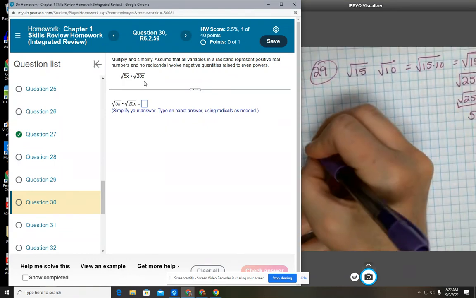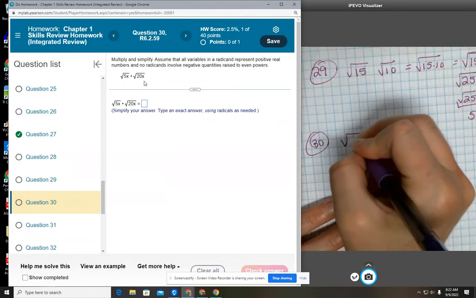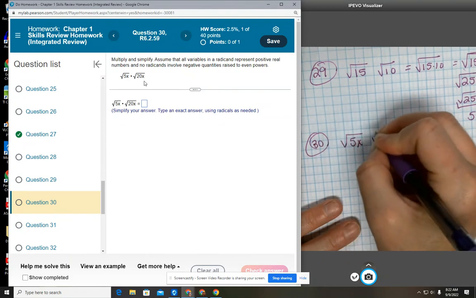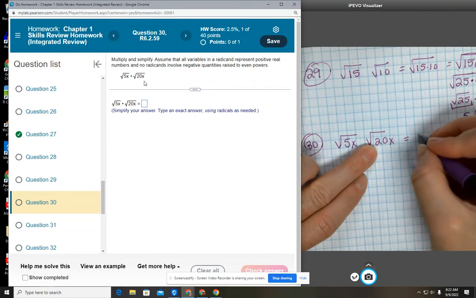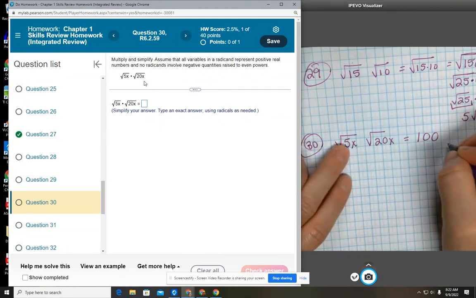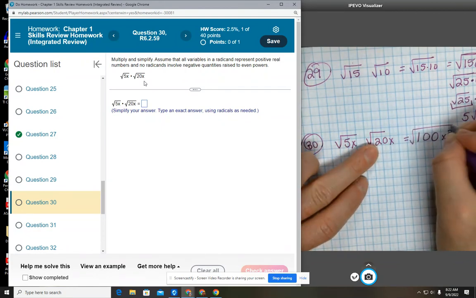So we'll look at the next one. Square root of 5x times square root of 20x. So go ahead and multiply them. 5 times 20 is 100. X times x is x squared. Keep your radical.